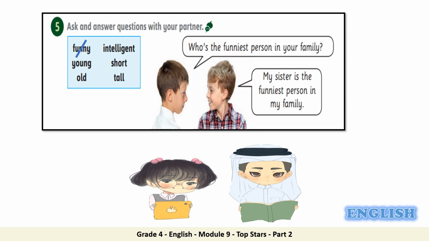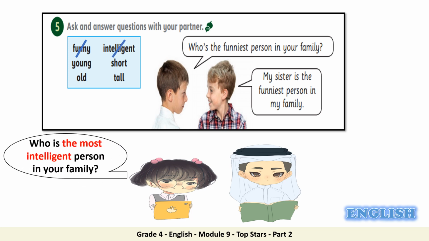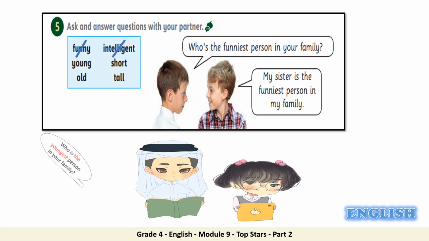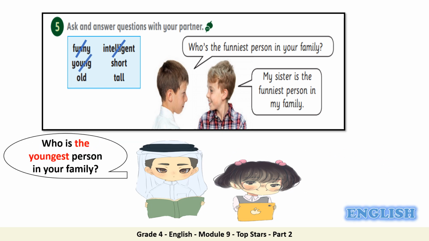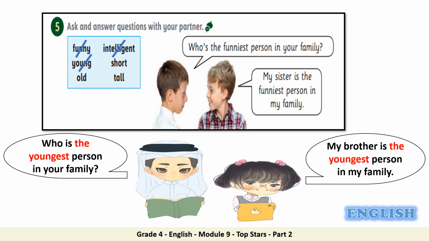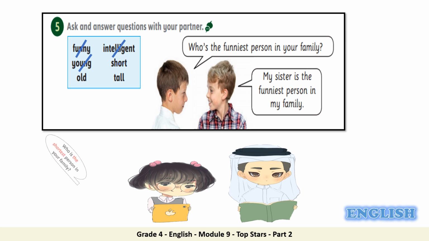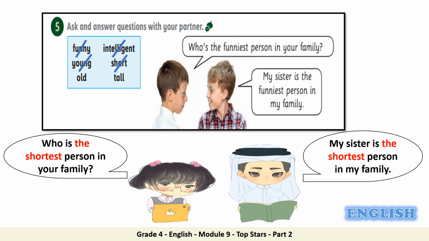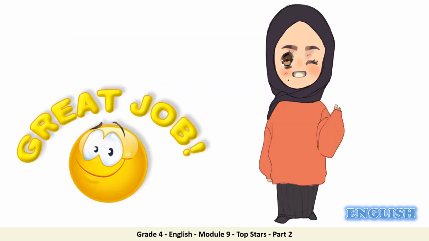Welcome back. Let's listen to our friends Ahmed and Noura. Who is the most intelligent person in your family? My dad is the most intelligent person in my family. Who is the youngest person in your family? My brother is the youngest person in my family. Who is the shortest person in your family? My sister is the shortest person in my family. Great job!